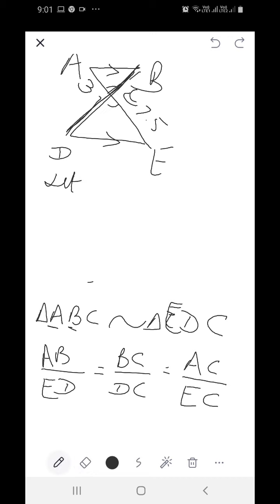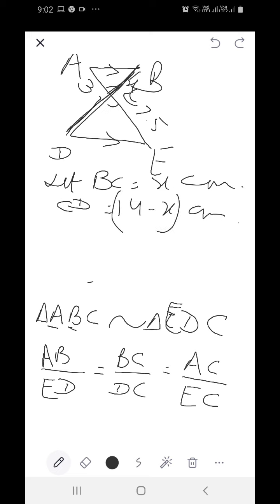Let BC be equal to x centimeter. As the complete length, this BC I have taken as x. Complete BD is 14. So how much will be CD? CD will be equal to 14 minus x centimeter. And we have to find CD also.